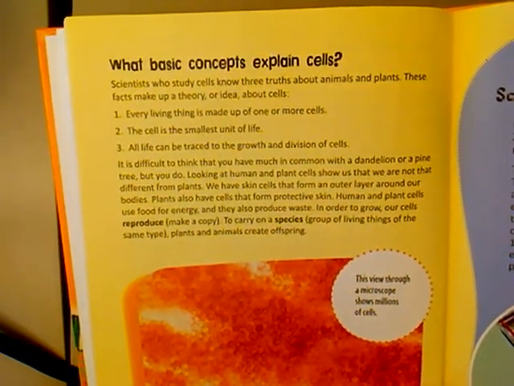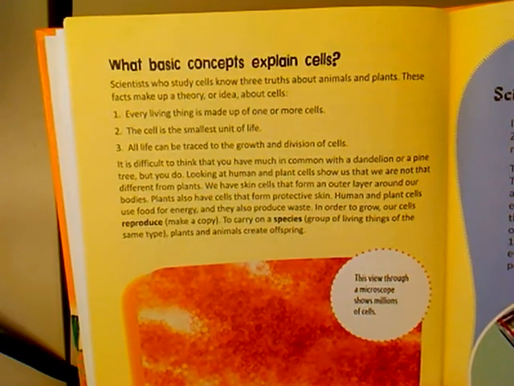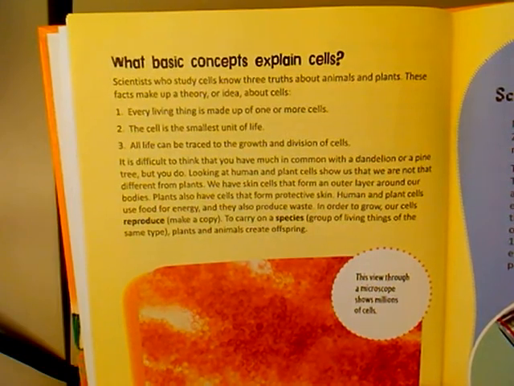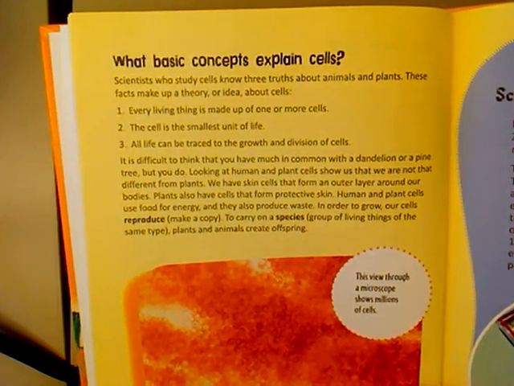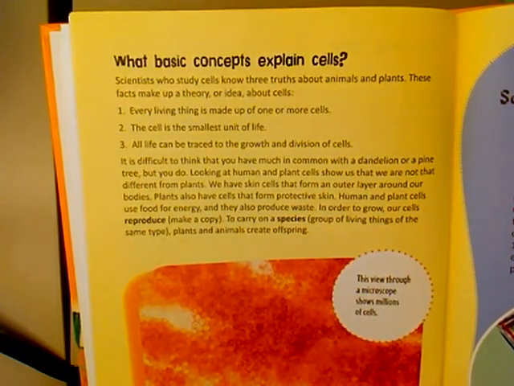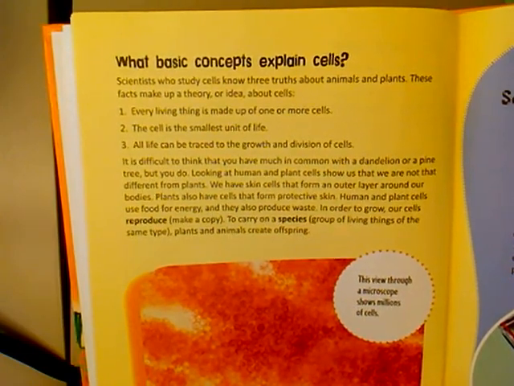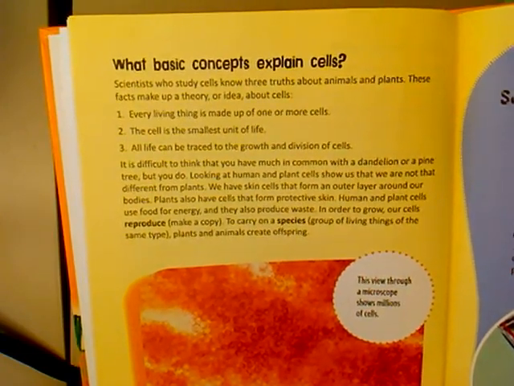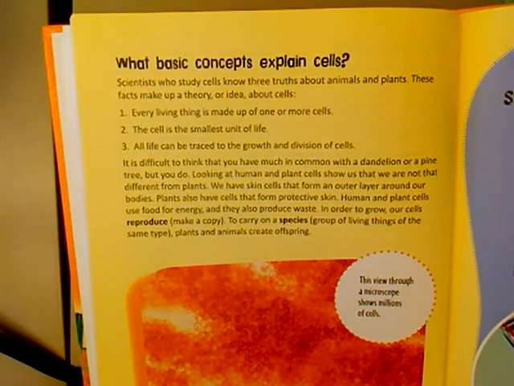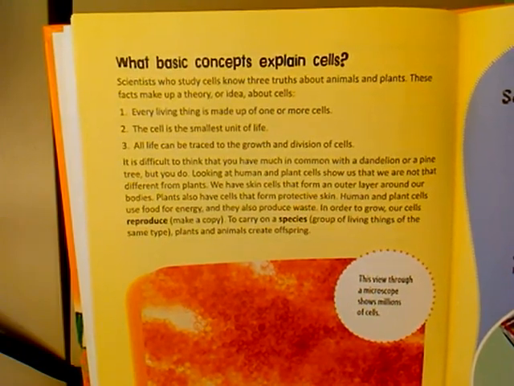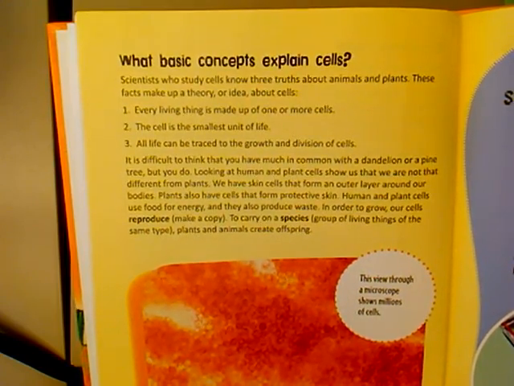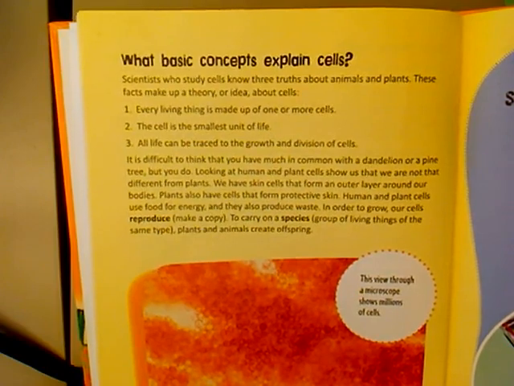Scientists who study cells know 3 truths about animals and plants. These facts make up a theory or idea about cells. 1. Every living thing is made up of 1 or more cells. 2. The cell is the smallest unit of life. 3. All life can be traced to the growth and division of cells. It is difficult to think that you have much in common with a dandelion or a pine tree, but you do. Looking at human and plant cells shows us that we are not that different from plants.